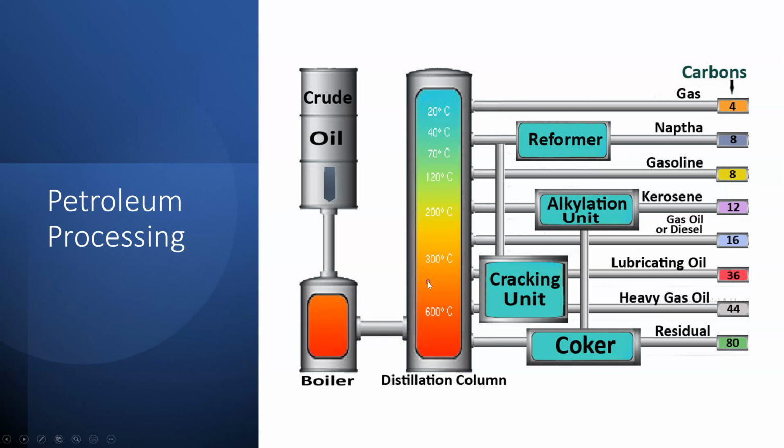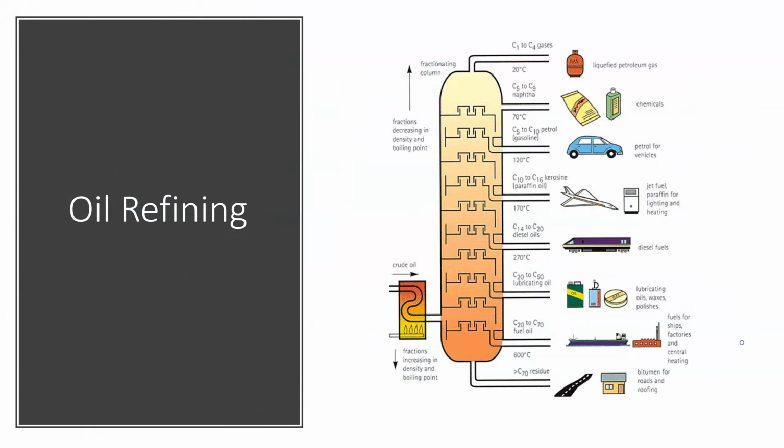Most of these systems have trays that separate the liquids, and the densest stuff, the heaviest, ends up taking the longest to process. That would be like your heavy gas oil, your residual. Then gas is the quickest to produce and process. It has far fewer carbons, which is why the processing is a lot quicker. The higher the carbon count, the heavier the material is, and the longer it takes to produce it before we can actually use it for something.